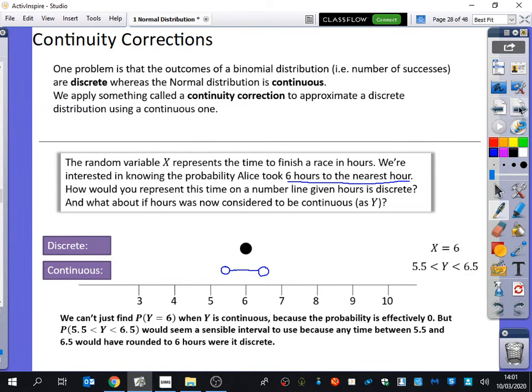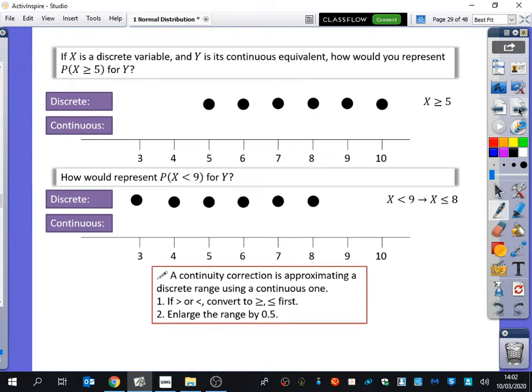Okay? So we're just going to think about what these continuity corrections would look like for other discrete values. I've said if x is a discrete variable and y is its continuous equivalent, how would you represent the probability that x is greater than or equal to 5 for y? For being greater than or equal to 5, I've put a dot at 5 and a separate dot at 6, 7, 8, 9, 10, all the way up. What do you think it's going to look like in continuous? Ronak? Would it be a dot with a line going over it? From where? Not from 5. It was not going to be 5 and then infinity.